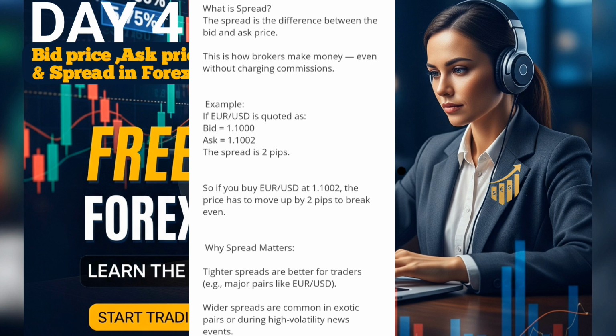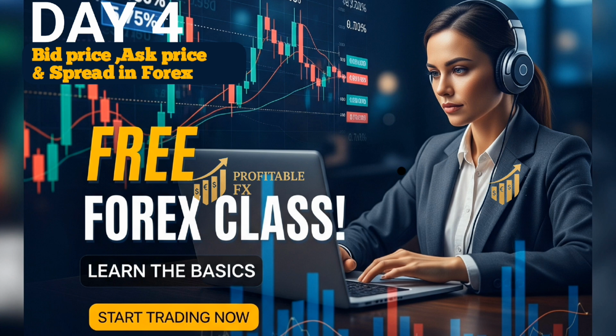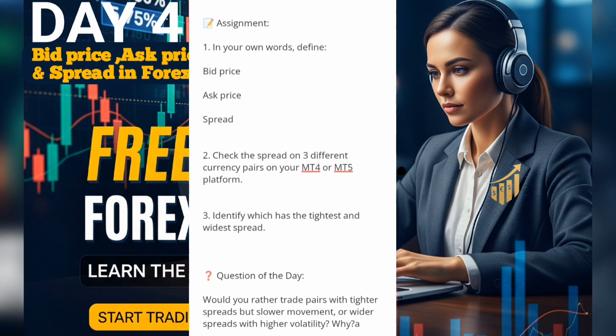Assignment. 1. In your own words, define bid price, ask price, and spread. 2. Check the spread on 3 different currency pairs on your MT4 or MT5 platform. 3. Identify which has the tightest and widest spread.